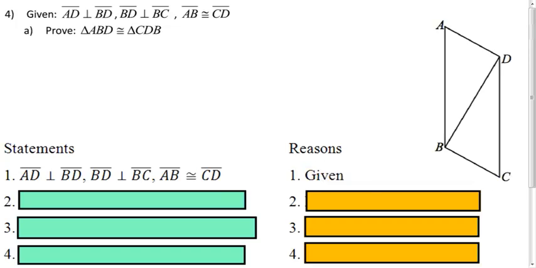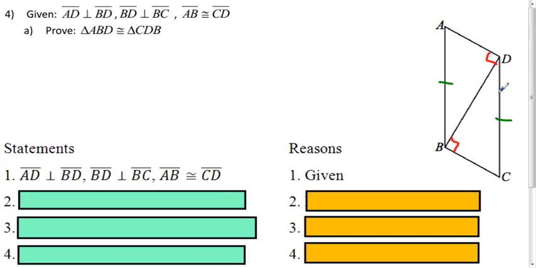And so let's see, AD perpendicular to BD, so we should think about a right angle over here. So got to show that. We have segment BD perpendicular to segment BC, so we should be thinking about a right angle over there. And they also tell us that AB is congruent to CD. Those two segments are congruent. So it's looking like we should be using hypotenuse leg here.